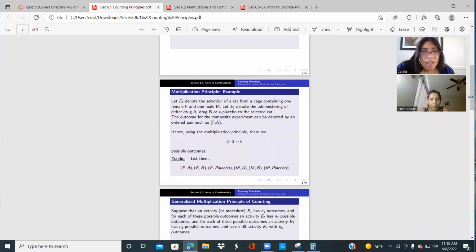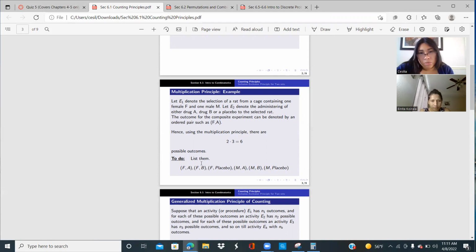In this example, let E1 denote the selection of a rat from a cage containing one female, F, and one male, M. Let E2 denote the administering of either drug A, drug B, or a placebo to the selected rat. The outcome of the composite experiment can be denoted by an ordered pair such as F and A. So, using the multiplication principle, there are 2 times 3, which equals 6 possible outcomes.